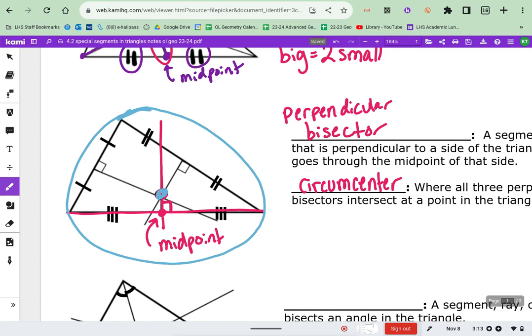So anyways, that's a fun fact. You don't have to know that, but I thought I'd share. That's why it's called the circumcenter.